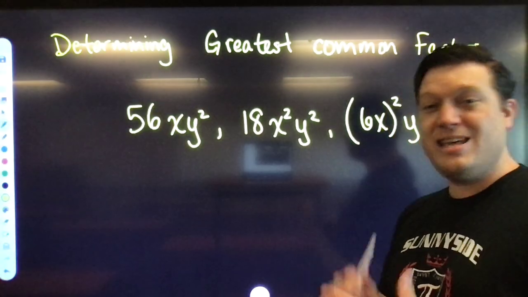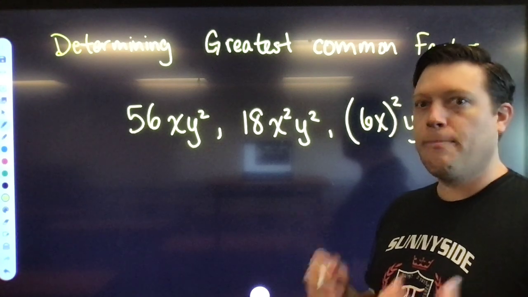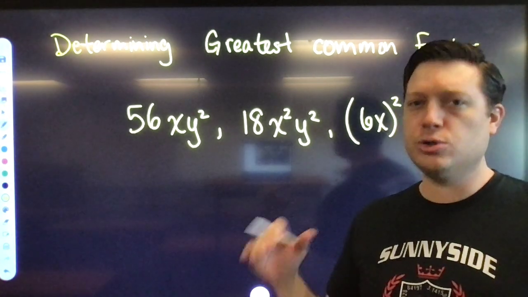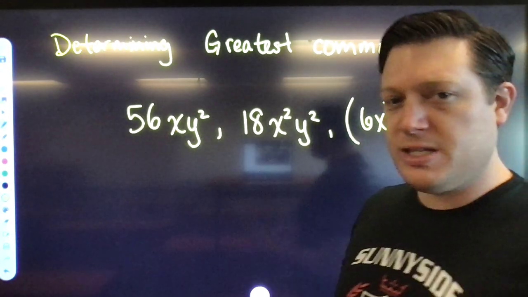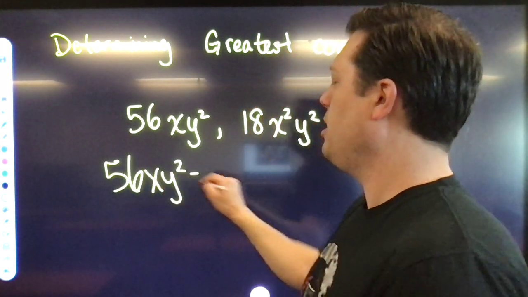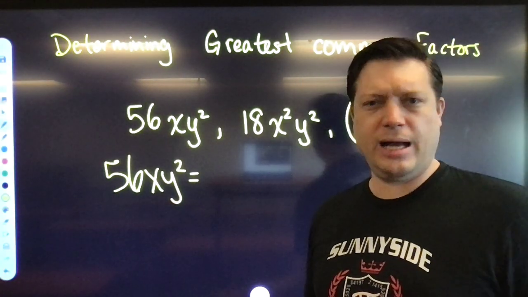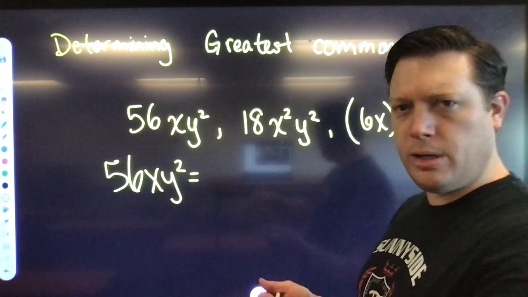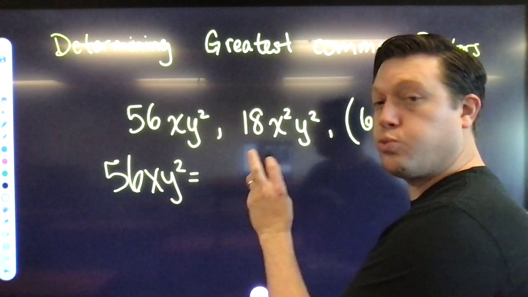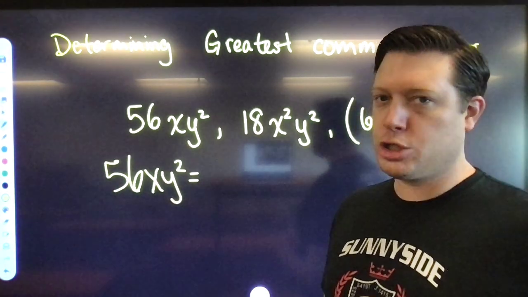The way to solve this one is to think about breaking the question all the way down to its basic components. Let's start with 56xy squared. Let me focus on the x and the y last. We'll leave them for the end. Let's really focus on just the number 56, and let's prime factorize it.